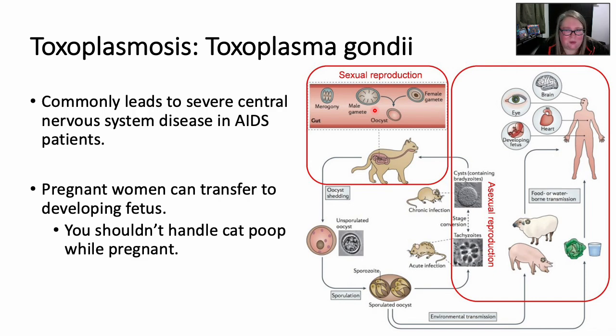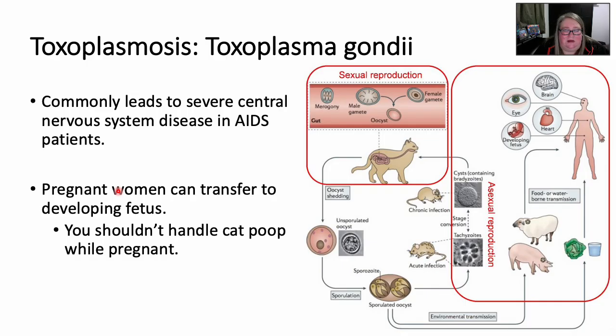Now, why do we study and why do we learn about this? That's because people like those who have AIDS, Toxoplasma gondii can lead to severe central nervous system disease. So it can affect those with low immune systems, but mostly it can affect pregnant women. So Toxoplasma gondii, if you are a host for it, even if you're asymptomatic, if you are female and you get pregnant, you can actually transfer the parasite to your unborn child through the placenta.